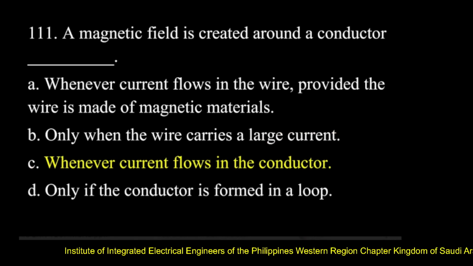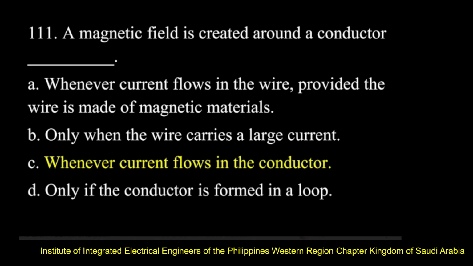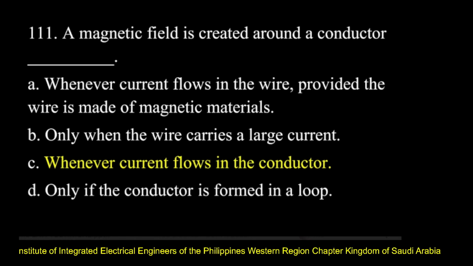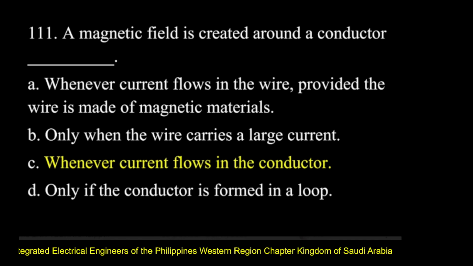A magnetic field is created around a conductor blank. A. Whenever current flows on the wire, provided the wire is made of magnetic materials. B. Only when the wire carries a large current. C. Whenever current flows in the conductor.